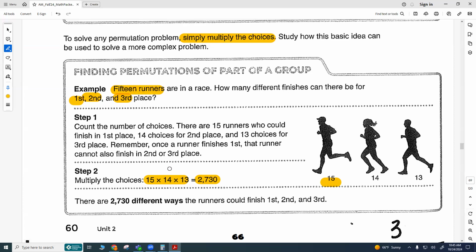But yes, you're correct. So basically we have 3 slots that we're interested in for this. And we know that in the first spot, there's 15 possibilities, second spot, 14, third spot, 13. So then we multiply those 3 values together. And so if we have 15 runners in a race, there are 2,730 ways that those 15 people could finish first, second, and third. Okay.